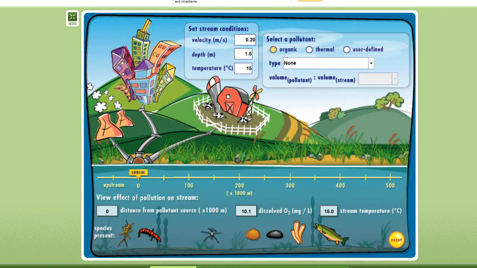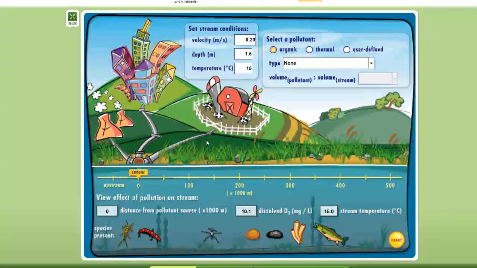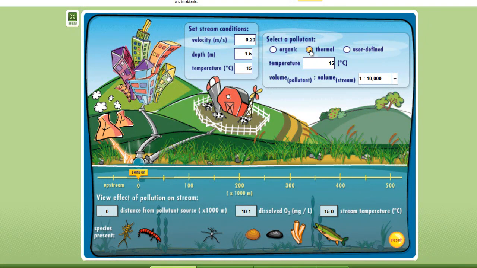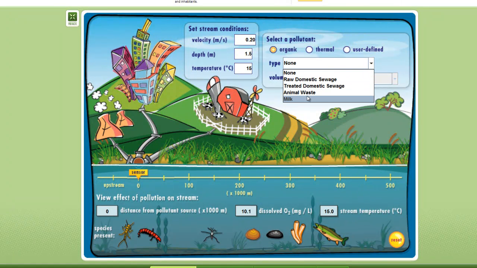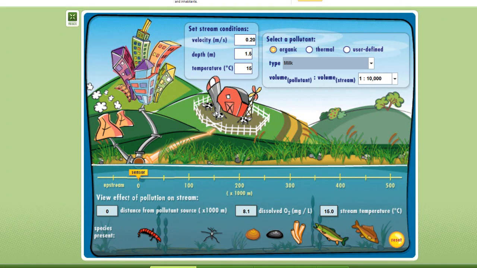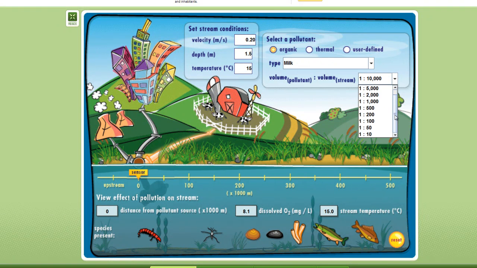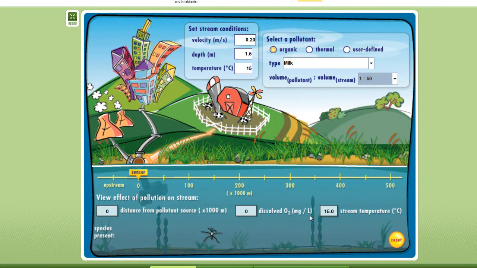Here we have a stream, and in the stream we have life forms that live in the stream. And now we get the chance to introduce a pollutant and see how it affects the life forms. So let's introduce a thermal pollutant, or let's do an organic pollutant, and let's introduce milk. Let's say that the farm has spilled some milk into the creek, and let's change the concentration to 1 part in 50. Notice that all of my life forms are gone.